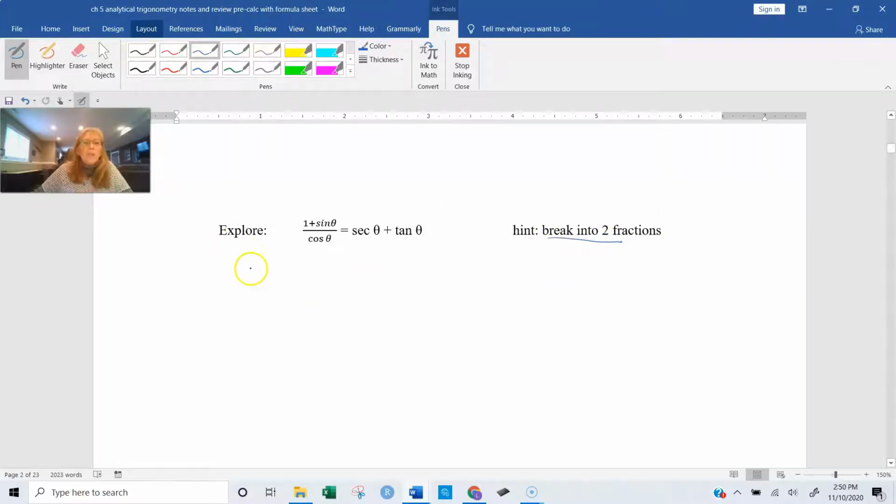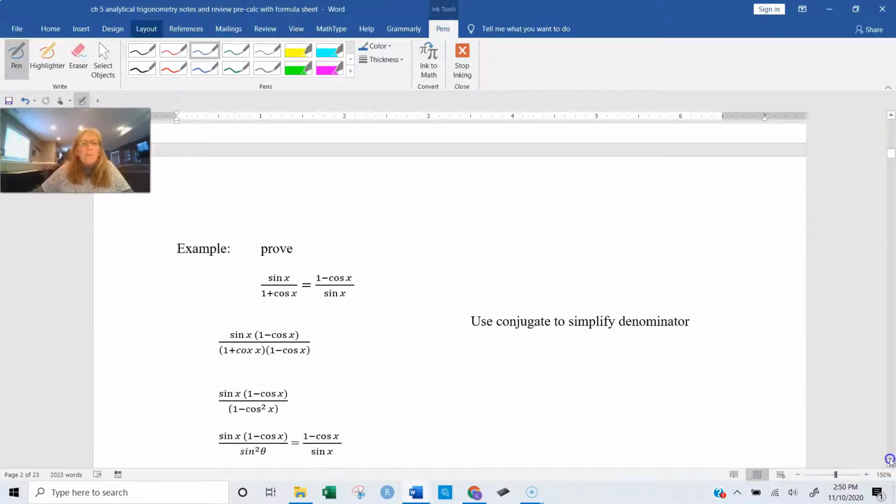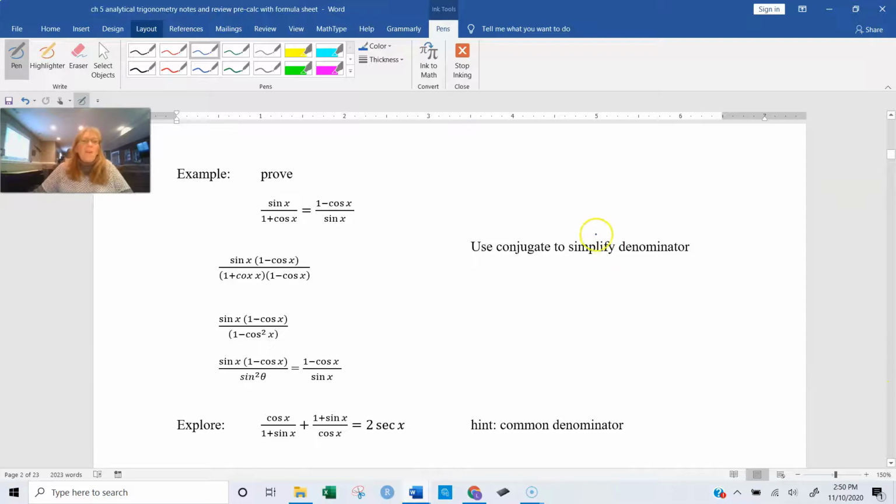All right, your first thing you should have done, break this up. So that's 1 over the cosine of theta. Remember, we're just rewriting this. And that's the sine of theta over the cosine of theta. Well, we know 1 over cosine is the secant of theta, plus sine over cosine is the tan of theta. Voila, check. We have proven our identity. See, they're not so bad. These are a lot more fun.